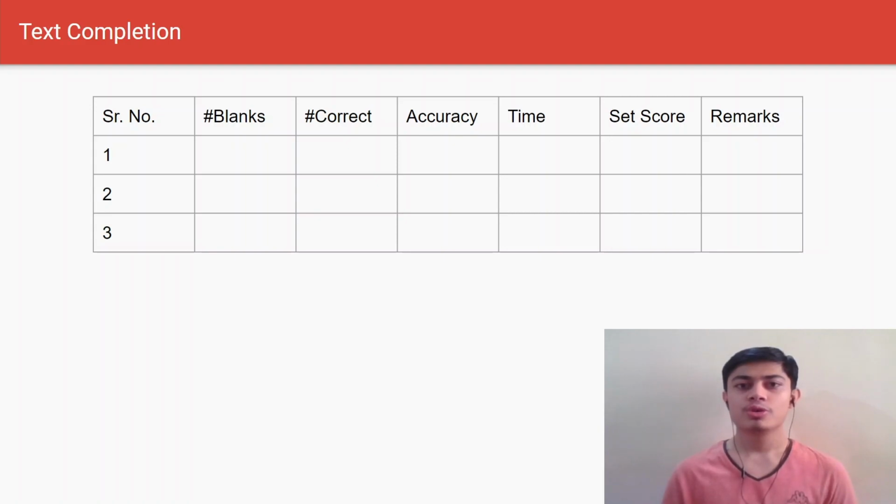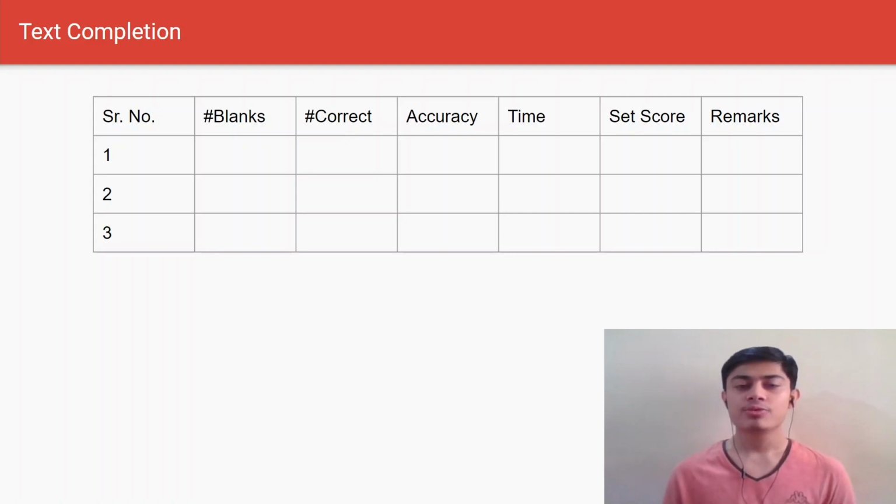Over here also, you have to make a similar table, but just you have to replace the number of questions by number of blanks. You see, the number of blanks that you got correct, the set score, which basically is 1 if you get all the blanks correct, and 0 if you get even one blank wrong. On a daily basis, you can solve around 15 to 20 text completion questions, and it won't take much time, and you have to do this for 2 days, as we saw in the study plan.